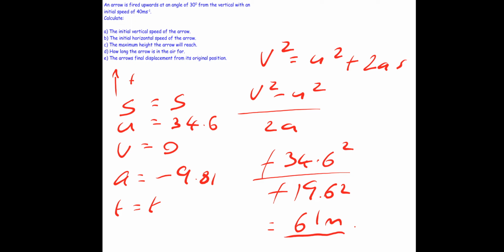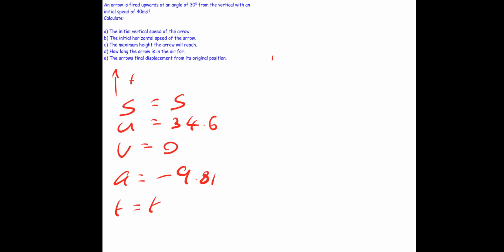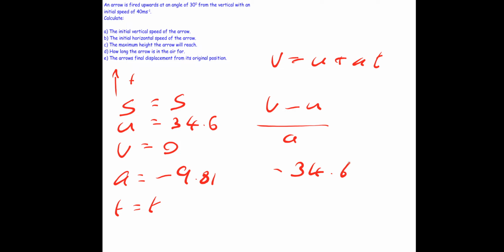Okay, then let's figure out the time, how long the arrow is in the air for. So let's use v equals u plus at. So v minus u divided by the acceleration. So v minus u is minus 34.6 divided by minus 9.81. So that gives us a time to reach the maximum height of 3.53 seconds.